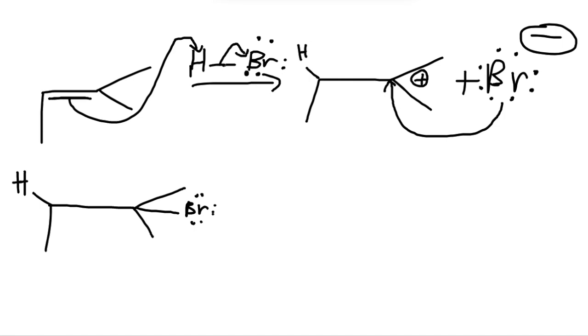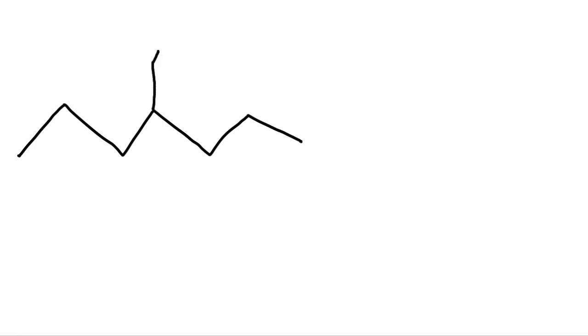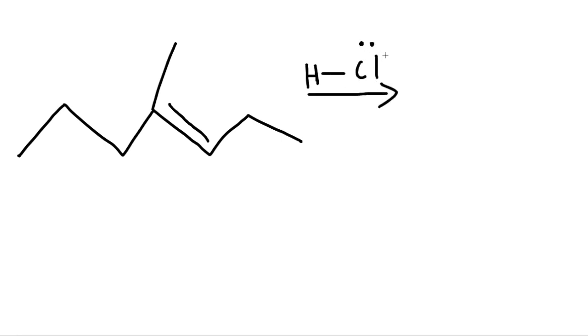Okay, let's try another one. So if you have the structure, with a double bond, this is reacting with HCl. Chlorine has 3 lone pairs. It always needs to fulfill its octet, okay, neutral. So the first thing is, we look at the double bond.